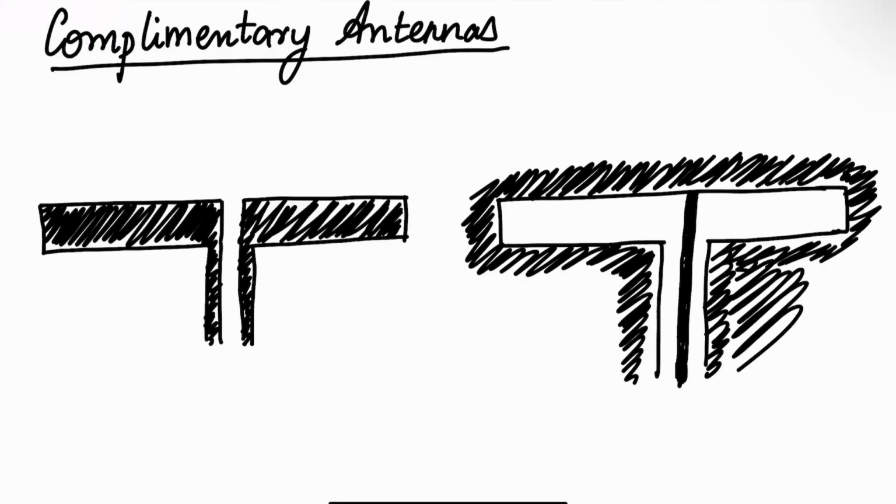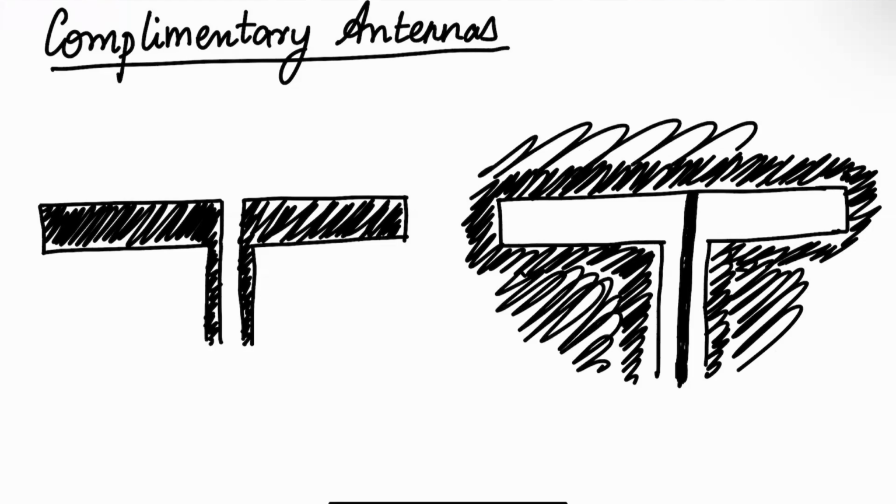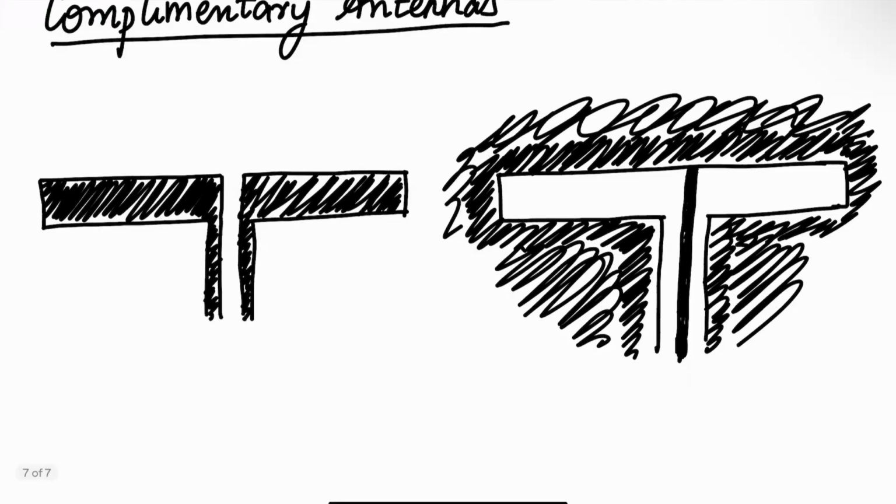So all of this is metal. And the same goes for out here. This is all metal. Right? So these are duals of each other. And this is called a slot antenna. I should say they are complementary to each other rather than duals.